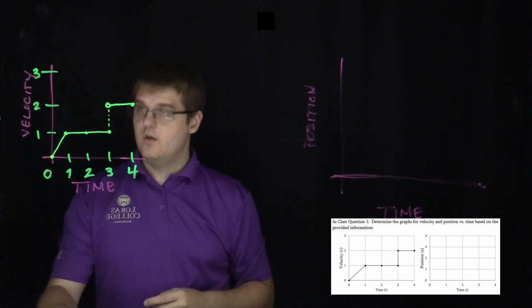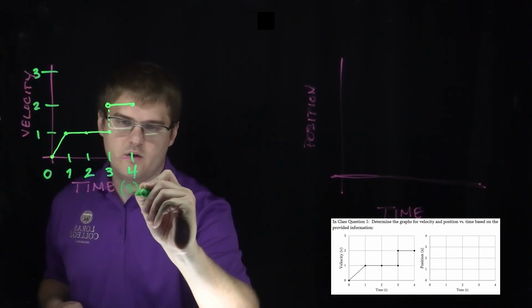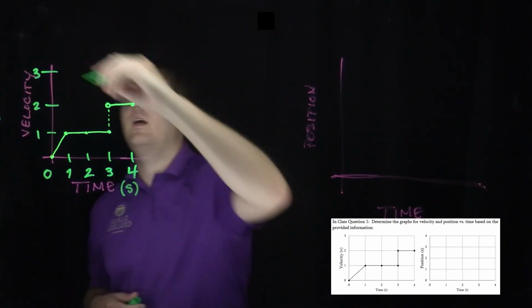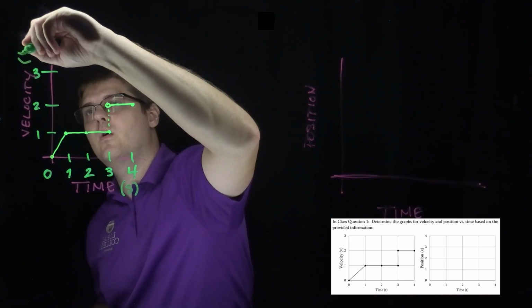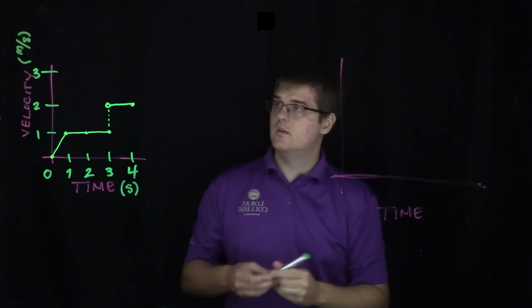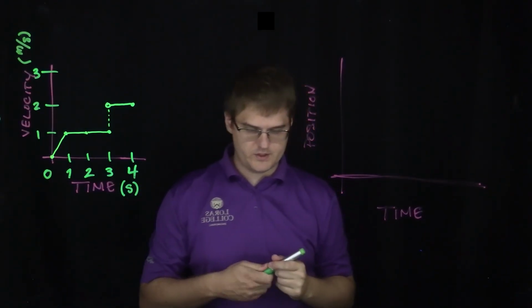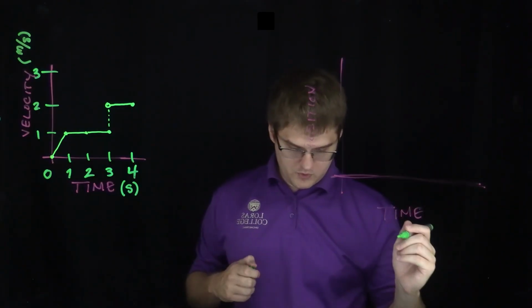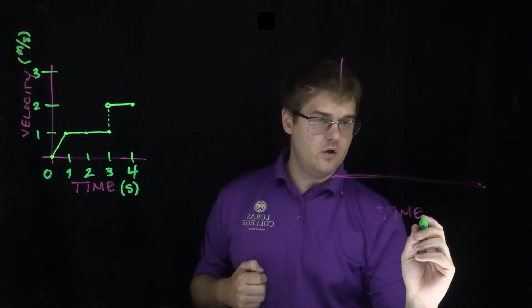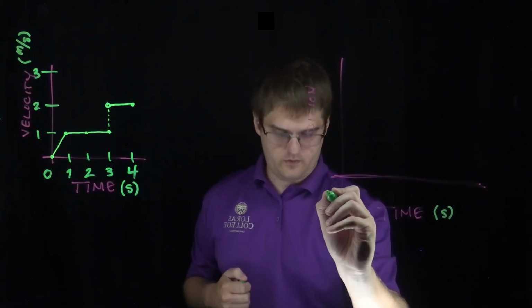So what I forgot to add is our time. We can still assume that we're more or less working in seconds. And our velocity, we are working in meters per second. Okay, then our position versus time graph. I believe that what I gave you is going to be time in seconds.